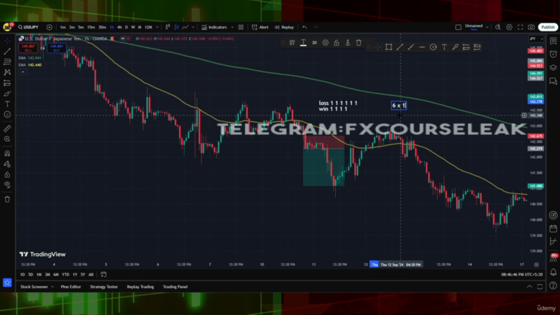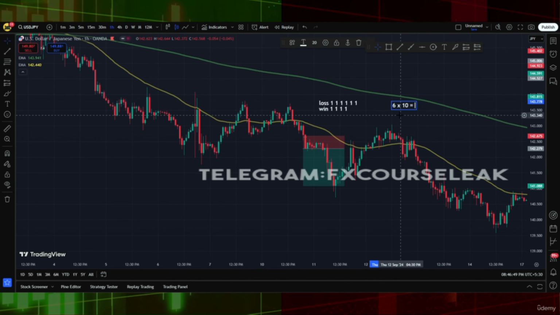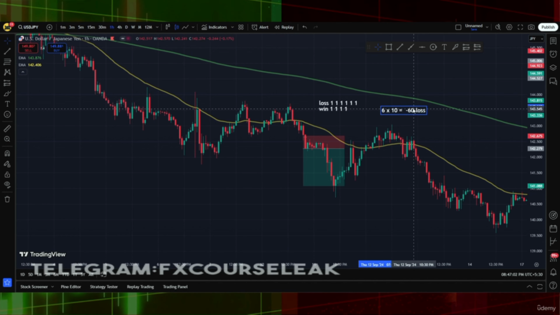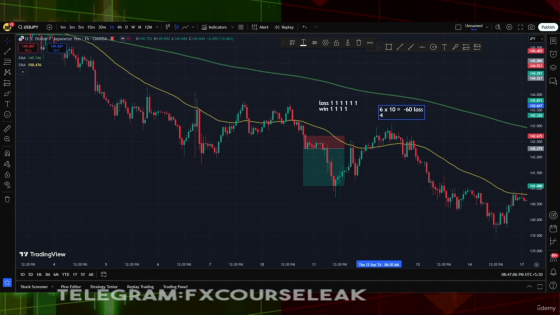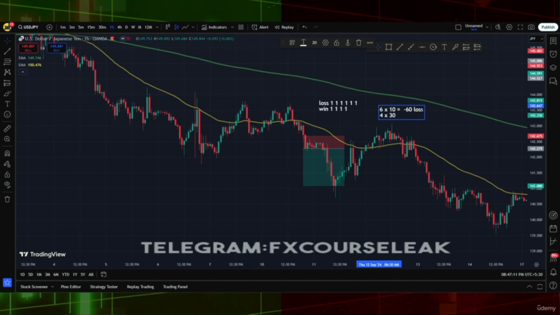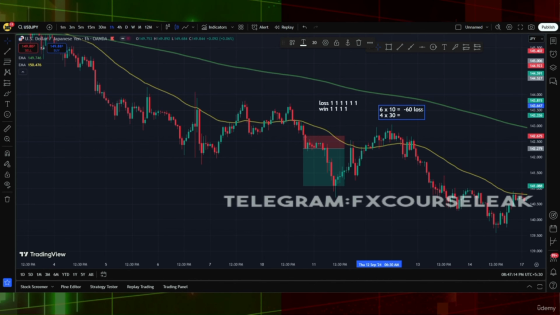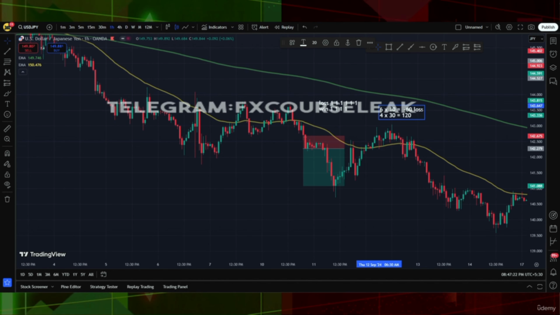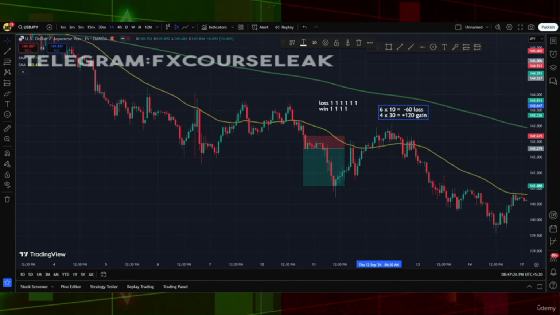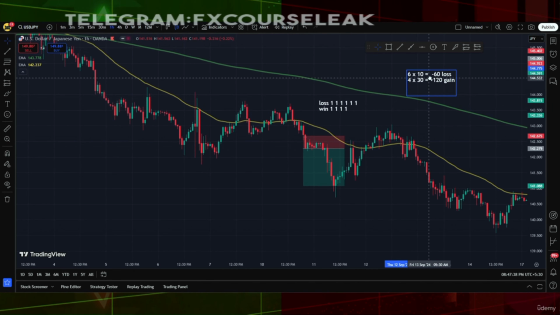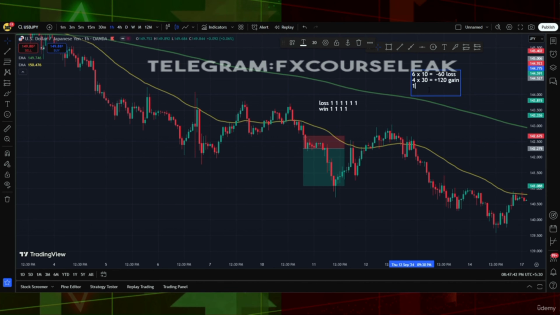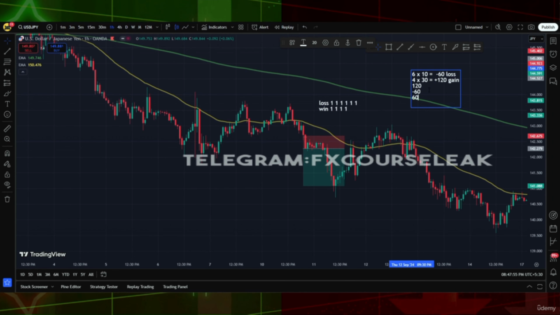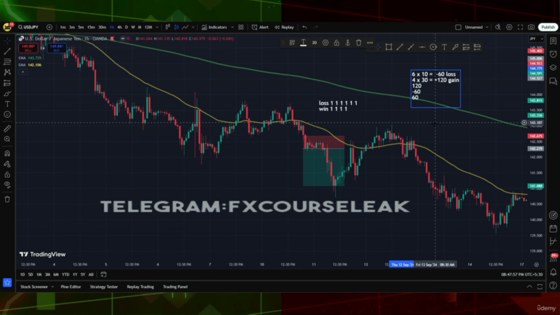So 6 times 10% loss is 60% loss. And 4 times 30% gain is 120% gain. So in this strategy, we're still 60% in profit. So we gain 60%.